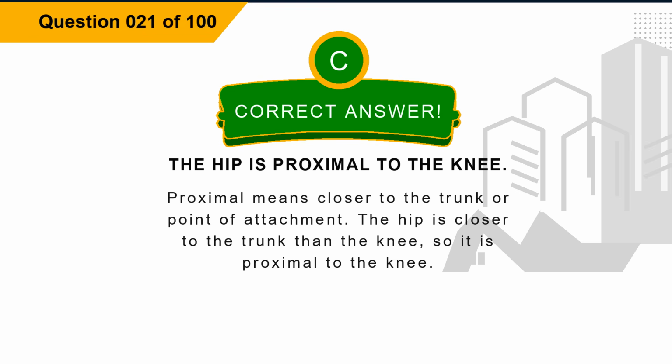The correct answer is option C, the hip is proximal to the knee. Explanation: proximal means closer to the trunk or point of attachment. The hip is closer to the trunk than the knee, so it is proximal to the knee.